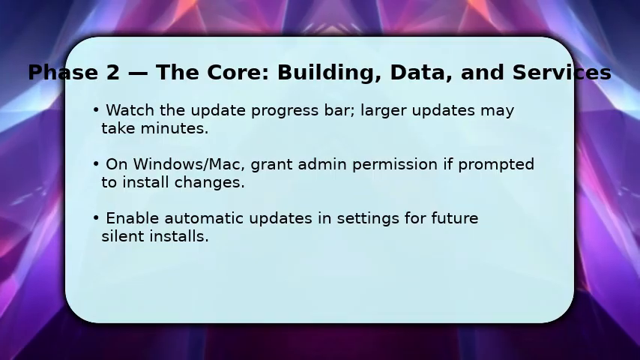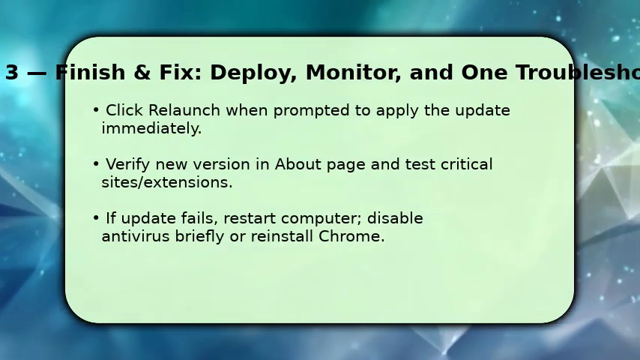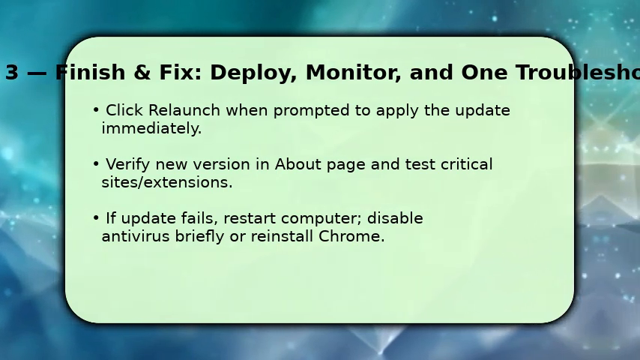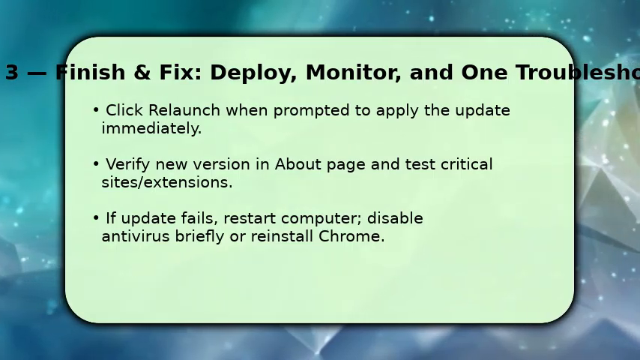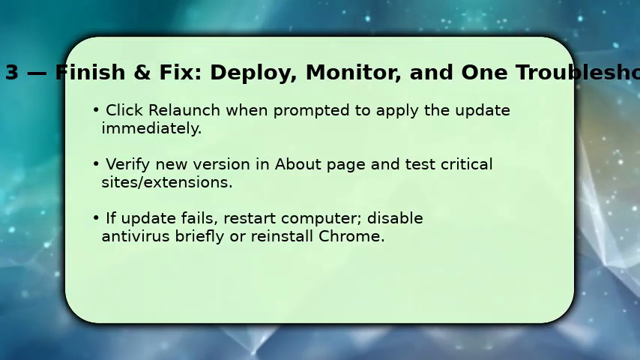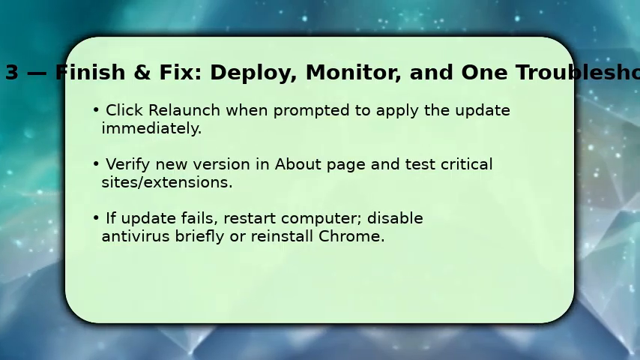The browser closes and reopens to apply changes, which preserves tabs. After relaunch, return to About Google Chrome to confirm the version number changed and test key websites and extensions. If the update fails, restart your computer first, then try again. If problems persist, temporarily disable antivirus or system policies, or download and reinstall Chrome.